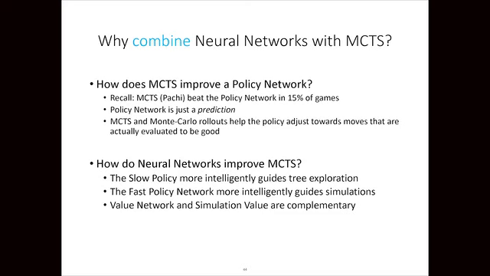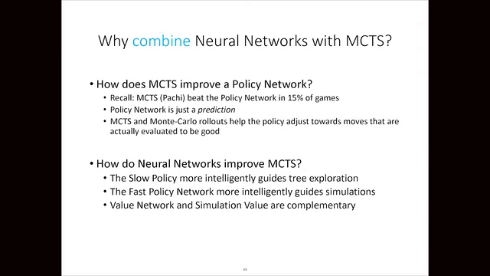Then why do we combine neural networks with MCTS? Remember, the policy network alone played against Pachi, which was purely MCTS, and it did pretty well, right? So how does MCTS improve our policy network? Well, remember, MCTS did win 15% of those games, so already that makes you think there's something there that maybe the policy network is missing. Also, the policy network is just a prediction, so by using this tree structure, we're able to use these Monte Carlo rollouts to adjust our policy to move towards nodes that are actually evaluated to be good.